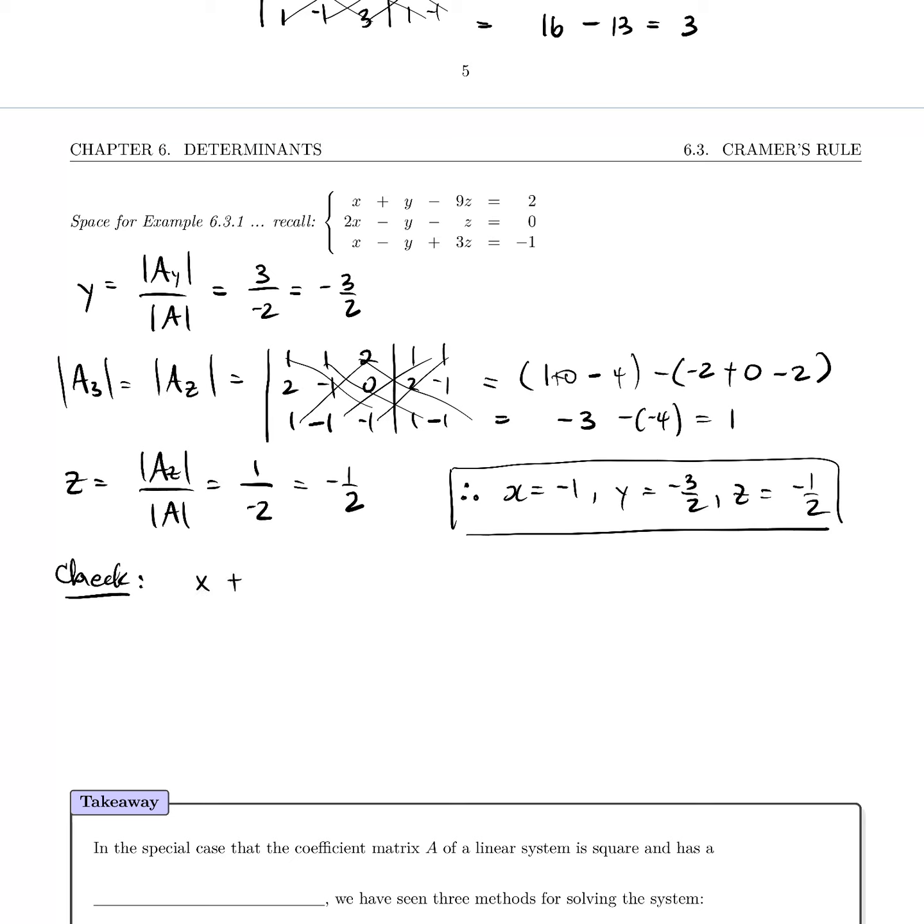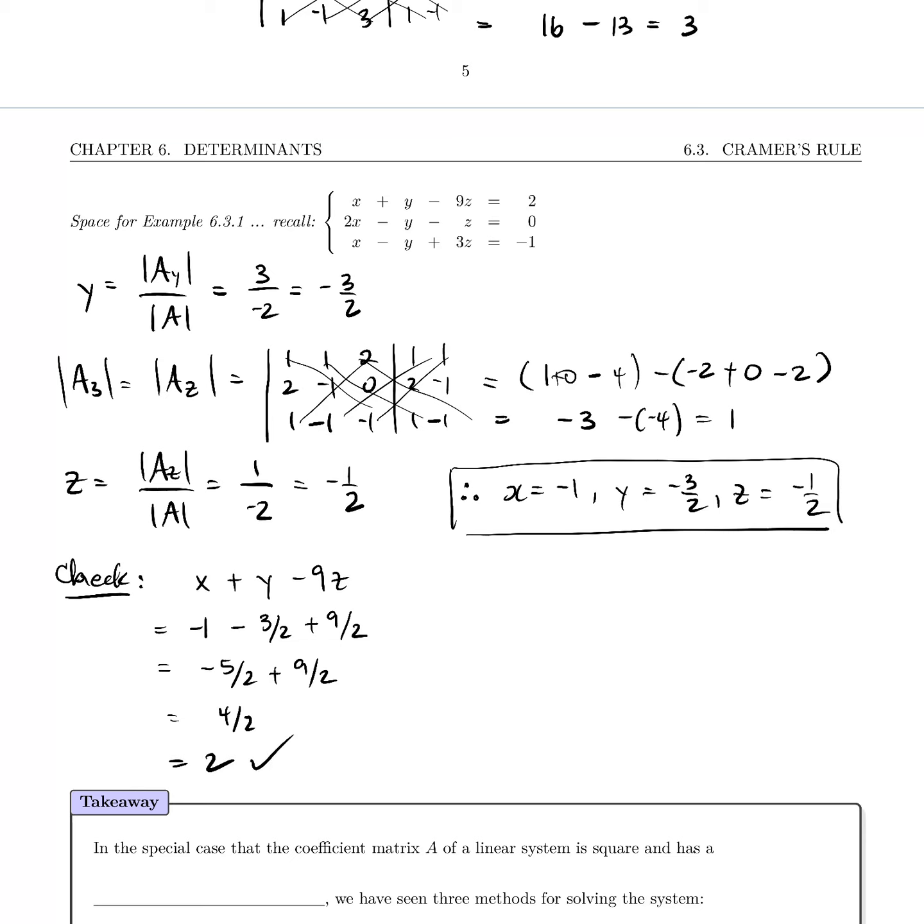So the first equation, x plus y minus 9z, I'm hoping that this will give me 2. So if we plug this in, we have minus 1 minus 3/2. Minus minus is plus 9 times 1/2, 9/2. This is minus 2 over 2 minus 3 over 2, so minus 5 over 2. Plus 9 over 2 is minus 5 plus 9, 4 over 2, which is 2, which is exactly what we were supposed to get. So at least the first equation is satisfied.